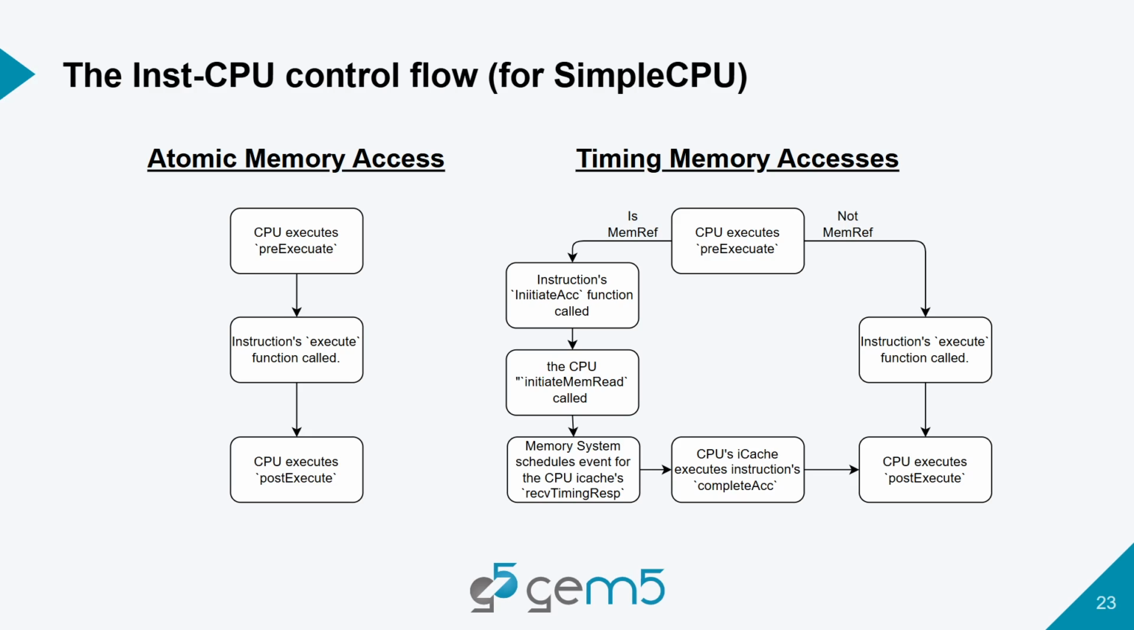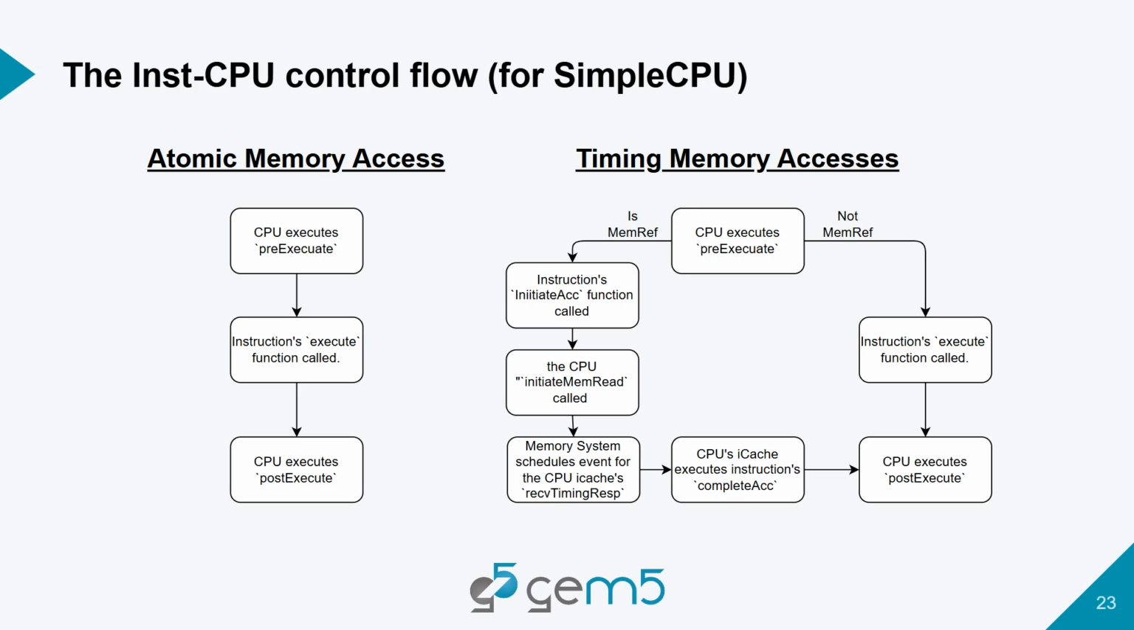This is a flow diagram I made before to show how this is done. You've got your two memory access modes in gem5. If you're in atomic, the CPU runs pre-execute, the instruction's execute function is called, and then the CPU runs post-execute. Very simple process, and all of that happens in a single tick, instantaneously. We're not modeling anything. From the simulation point of view, the instruction has gone beyond the speed of light and is just there magically in one single moment.